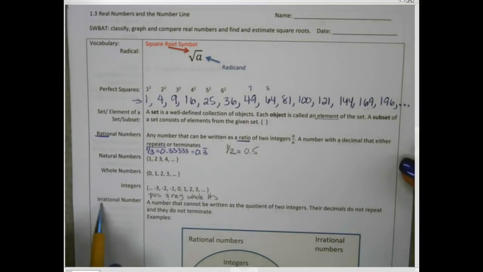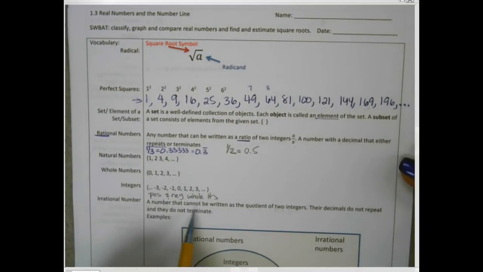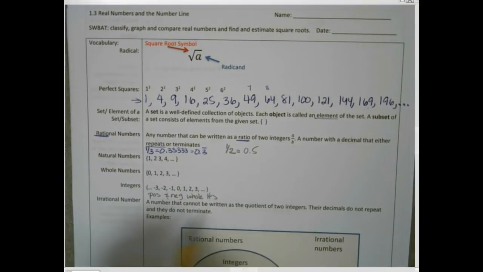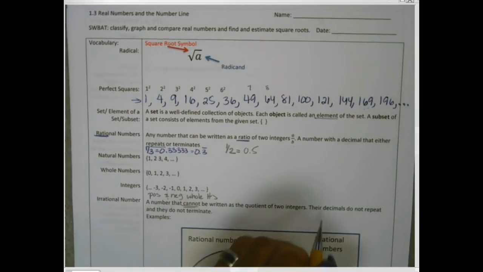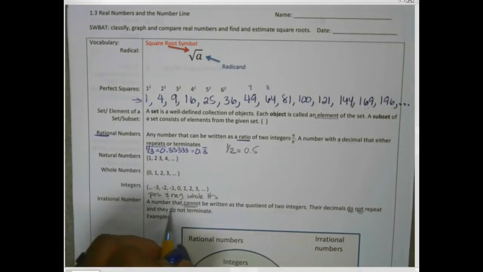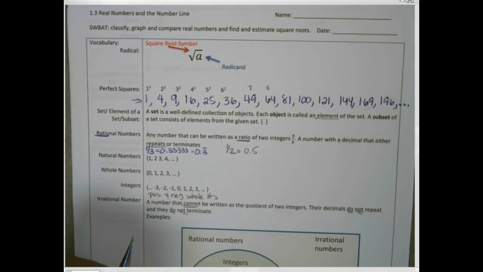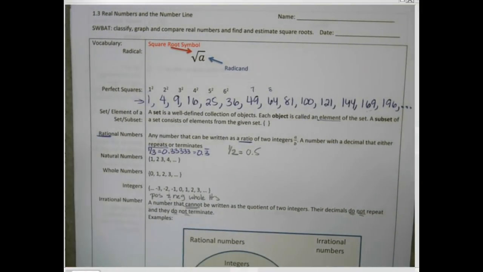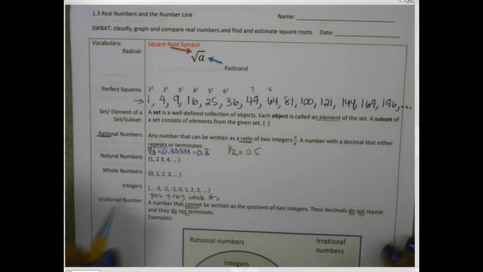Irrational numbers. That's a number that cannot be written as the quotient of 2 integers. Let's underline that because I just messed that up. Their decimals do not repeat and they do not terminate. They go on forever and ever and ever. Without any rhyme or reason. So there's no pattern to it. You can't just be like, oh, guess what? I think the next number is going to be 5. No, it's 7. They just go on forever. You can't really rationalize why.